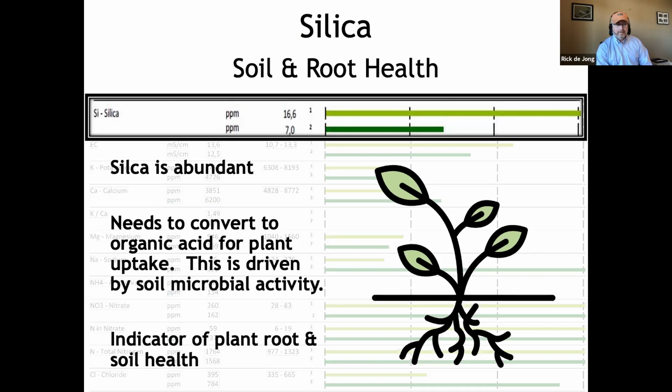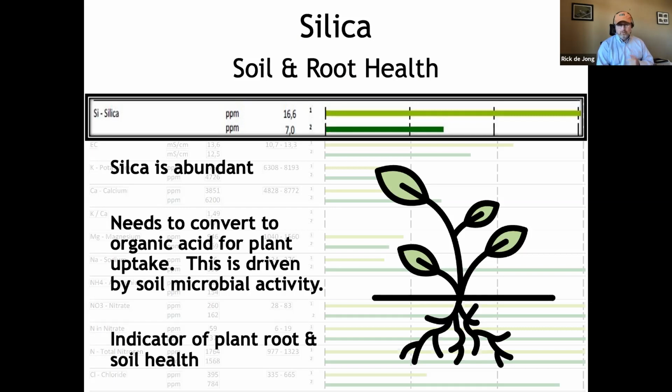One of the neat things about silica is that it is abundant in the Earth's crust. Just like granite, it's everywhere. The challenge is to get it out of the ground and into the tree. For that to happen, it has to convert to an organic acid. That is driven through microbial activity. The soil microbes actually feed on the silica and convert it to an organic acid. And then that silicic, that organic acid, can now be absorbed by the roots of the tree and come in. And we actually see that in the sap test. If we see high levels of silica, it can tell us that A, we've got a strong soil microbial population, and B, we've got healthy roots because it's being absorbed and it's coming in.